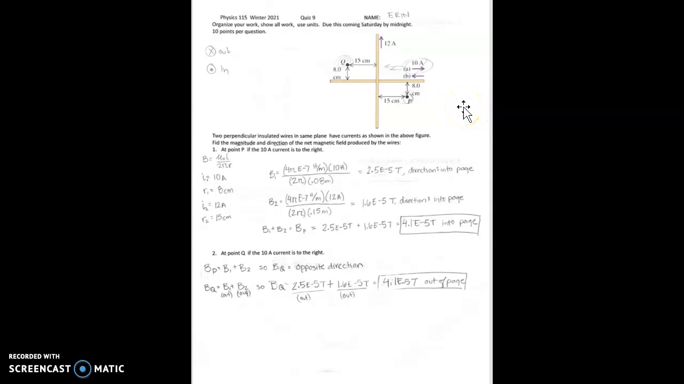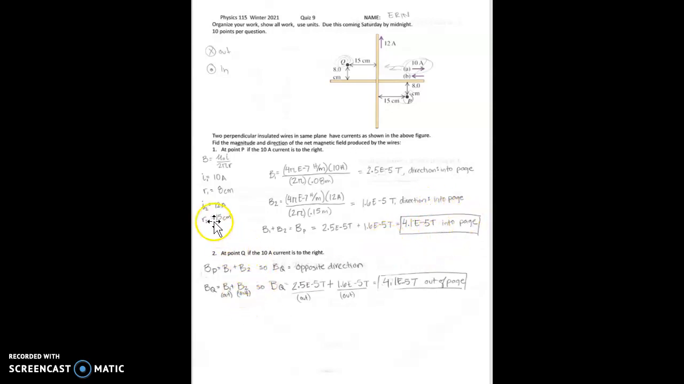When you hold on to the current, something that's kind of handy that I've been thinking about is like unscrewing my water bottle lid. Which way do I have to turn it to get it to rise off, like in the direction of the arrow? So since that's going into the page, I'm going to add them together to get the net, which is the B of P, which equals 4.1 times 10 to the negative fifth power Teslas into the page.